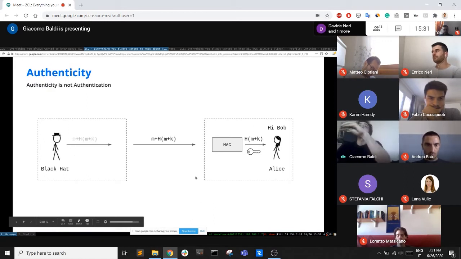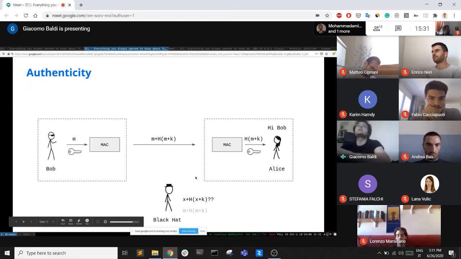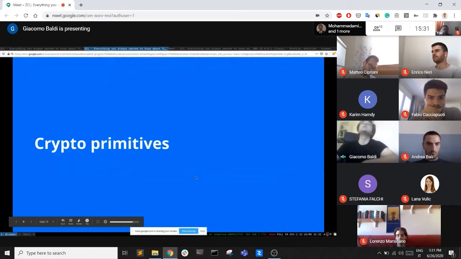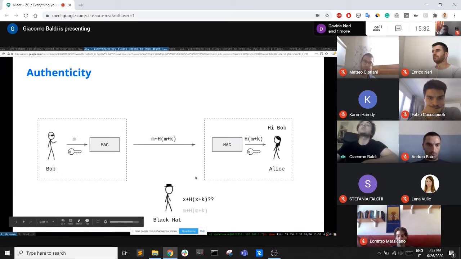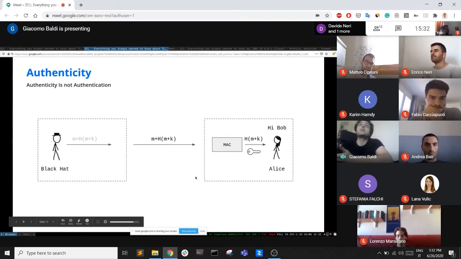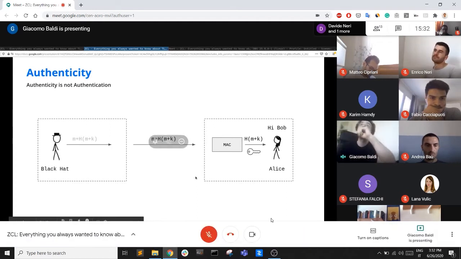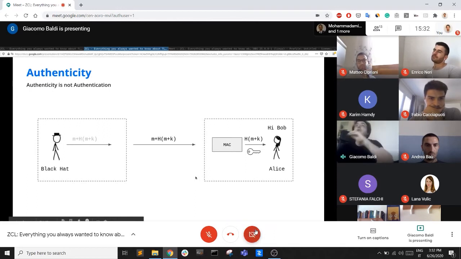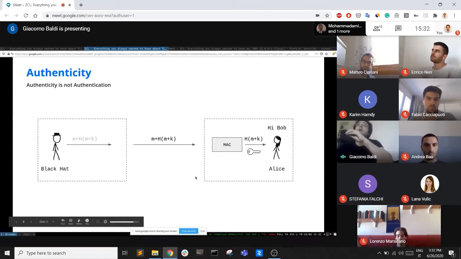Again, why is authenticity not authentication? Because in this scenario here, Black Hat sees the authentic message passing on the internet, and he can reuse it. There is nothing preventing Black Hat from taking the place of Bob and sending the same message again to Alice. The message is authentic, but the communication is not authenticated, because the poor Alice thinks that Bob is talking to her, but it's Black Hat talking to her with messages that Bob generated. Is this clear enough?